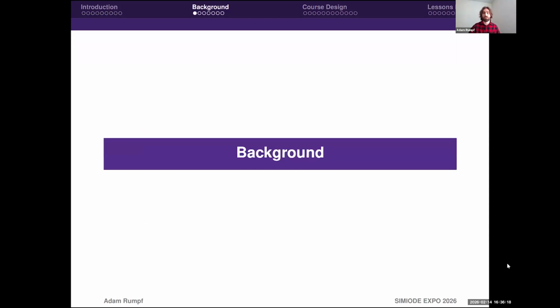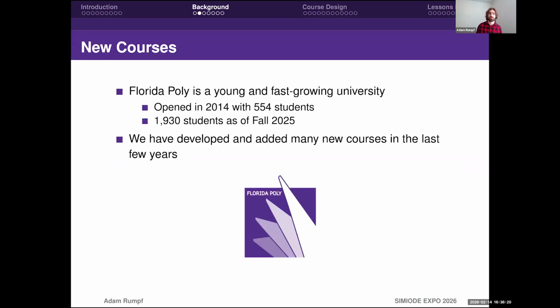So first of all, just to give you a little bit of background about this class and why we started offering it. Florida Poly is a very young school and a pretty small school, but one that is growing pretty quickly. It first opened in 2014 with just over 500 students. We currently have just over 1,900 students, and that's increasing rather rapidly.